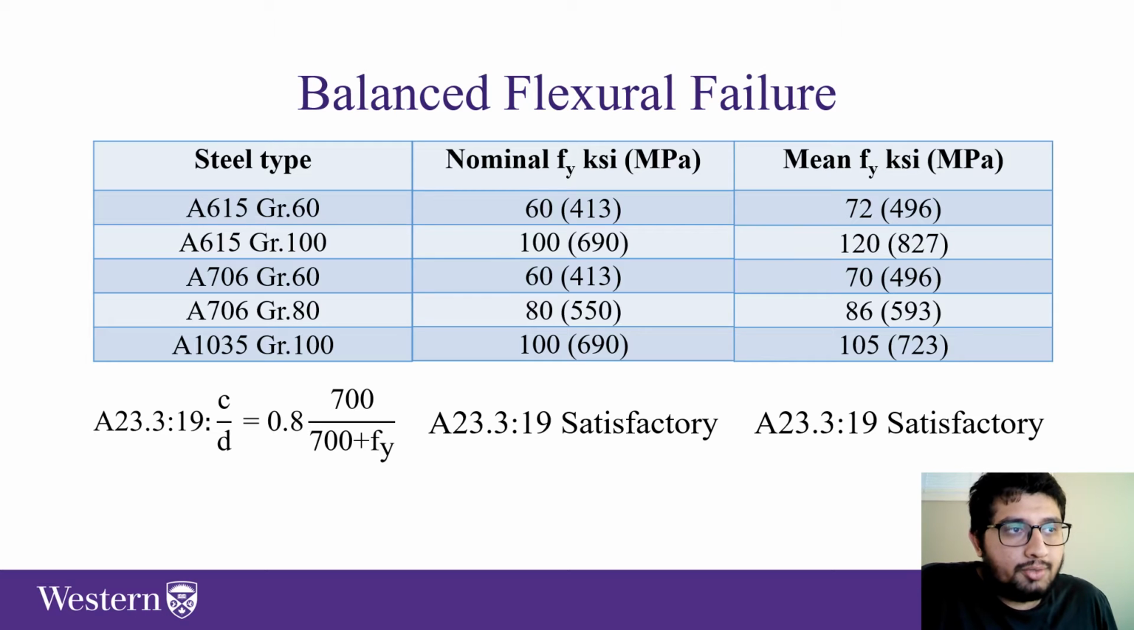with the A23.3 results, the 19th edition of A23.3, which is shown in the equation on the bottom left, where D is the depth of the beam cross section. And basically, the 19th edition of A23.3 was satisfactory because it was conservative when compared to the moment curvature relationships.